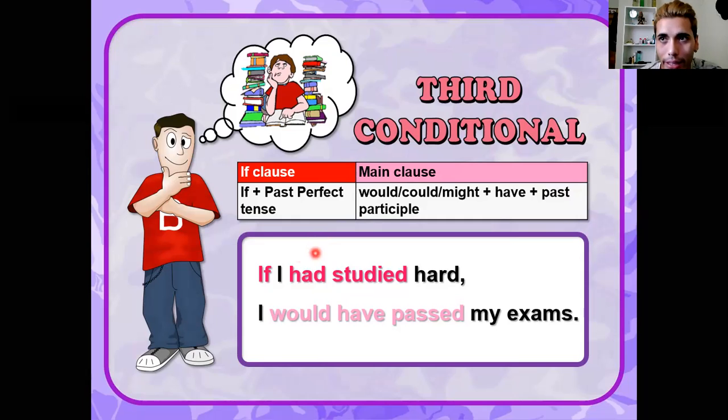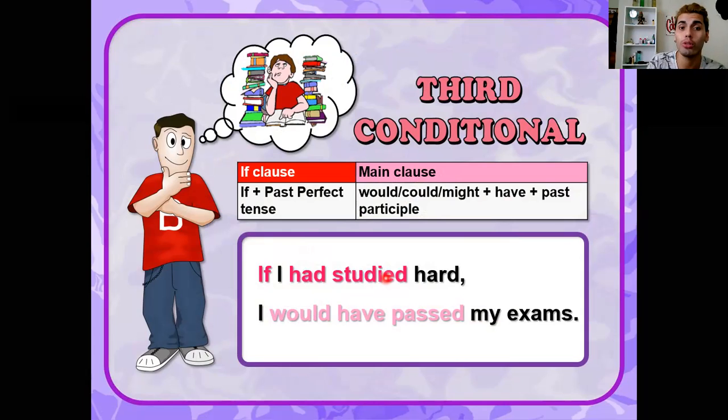What does it mean? The first clause is an imaginary result in the past. So what is the real result in the past? That I didn't study, or I didn't study hard for this exam. But if I had done it, I would have passed the exam. And of course, the main clause is as well an imaginary result in the past. Okay, so I would have passed an exam.